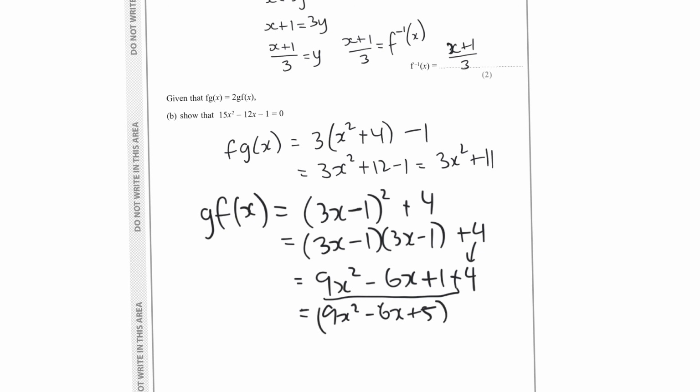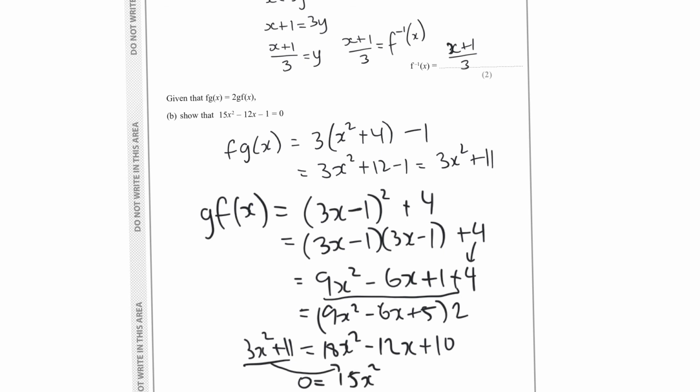Remember, multiply it by 2 because we need to work out 2gf(x). So then that would leave us with 18x squared minus 12x plus 10. And then remember, this is equal to fg(x), so this is all equal to 3x squared plus 11 that we worked out before. We're then going to move all this over to the other side to make it equal to 0, because there's fewer things on that side, so it's easier. So that'll leave us with 15x squared because of the 18 minus 3, minus the 12x, and then 10 minus your 11, which is minus 1. And that's showing that.